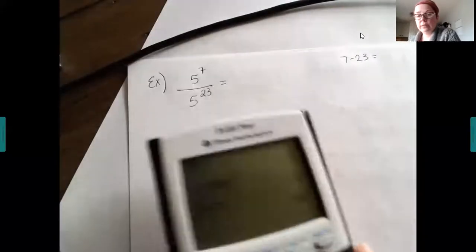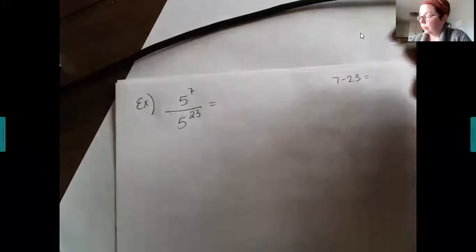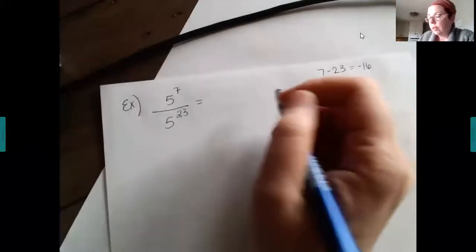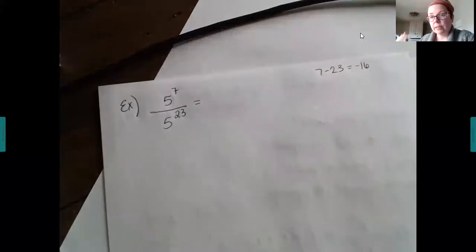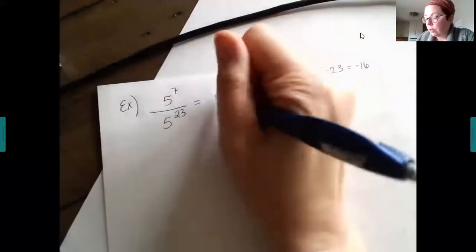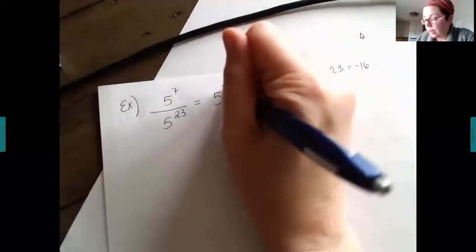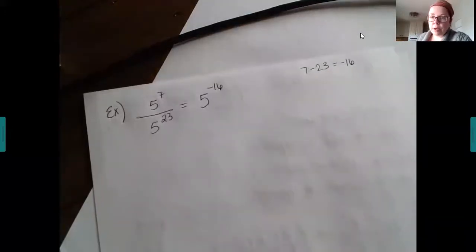You get negative 16, okay? So if I wrote this as a base of 5 without a fraction, 7 minus 23 would be 5 to the negative 16th power, okay? But that's not how we have to answer it, because you always have to answer it with a positive exponent.